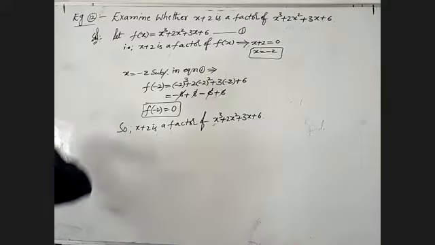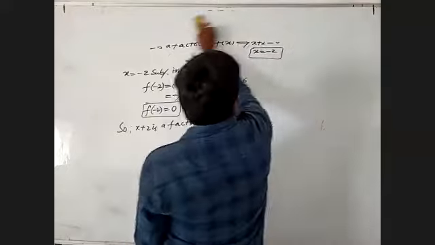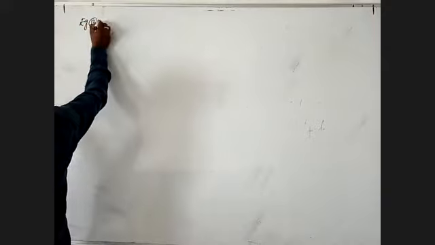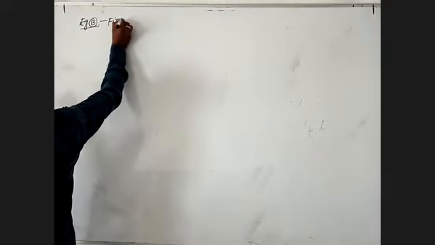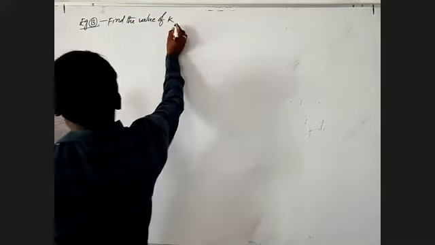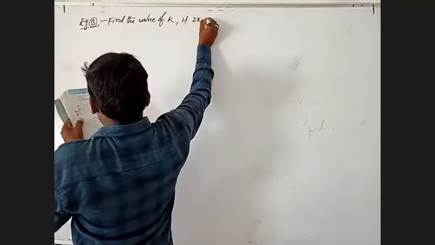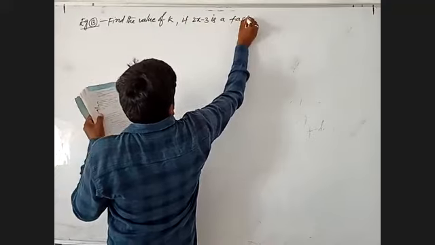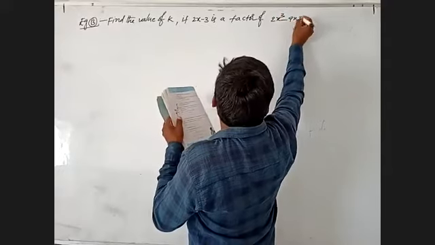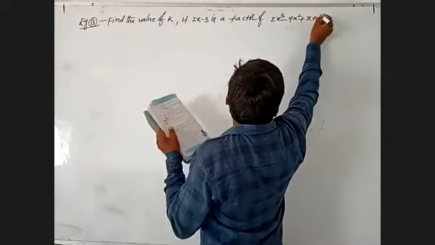Now I am going to the next one. Find the value of a if 2x minus 3 is a factor of 2x cube minus 9x square plus x plus k.